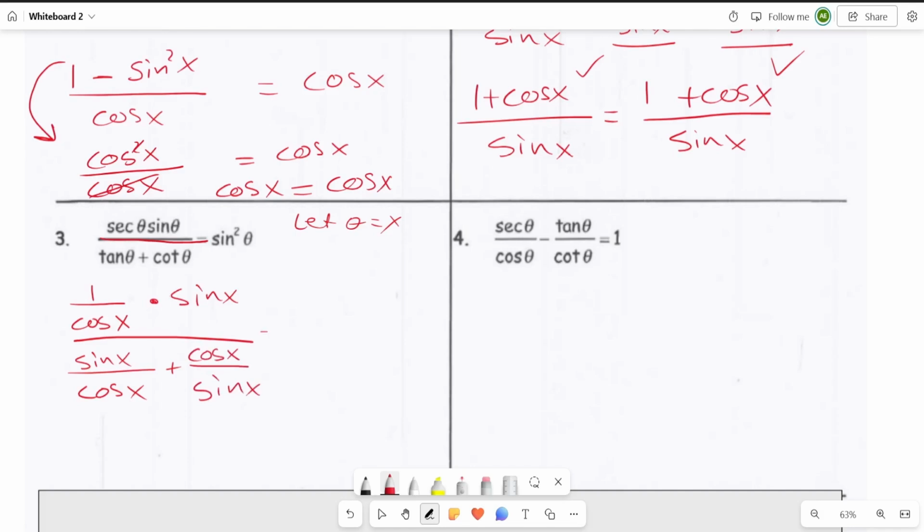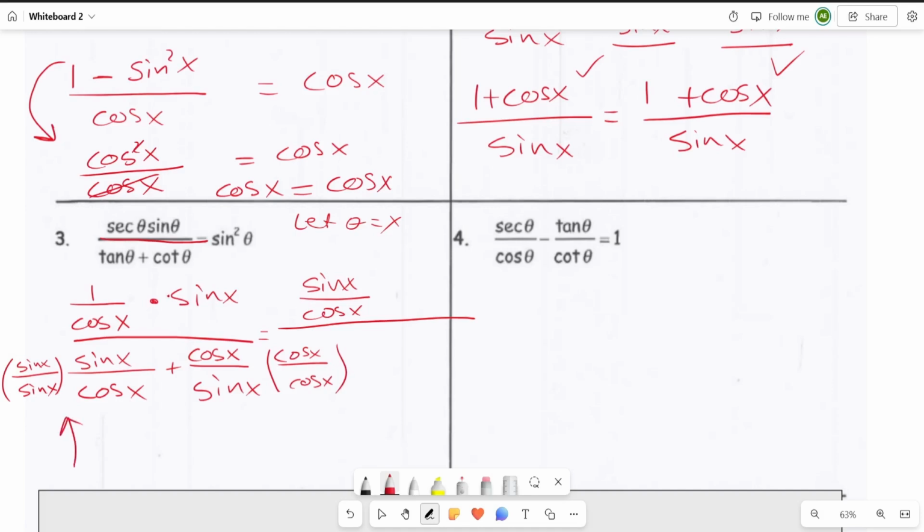Okay, so let me multiply the numerator. I will have a sine x over a cosine x in the numerator, and all of this over this fraction right here. I cannot add this fraction now because I have different denominators. To add fractions, I will need a common denominator. So I can multiply here up and down by sine x over sine x, and here as well, I will multiply by cosine x over cosine x. Why am I doing this? To make sure that the denominators are the same.